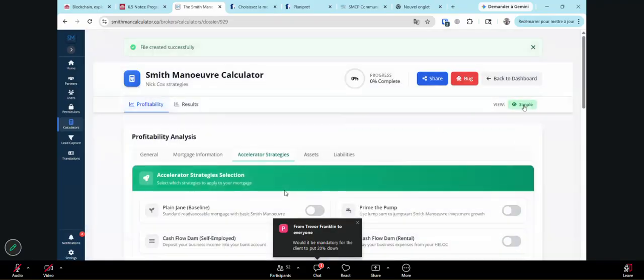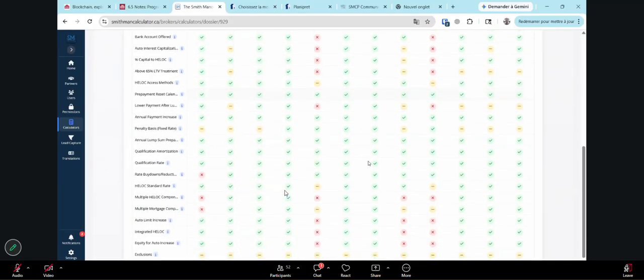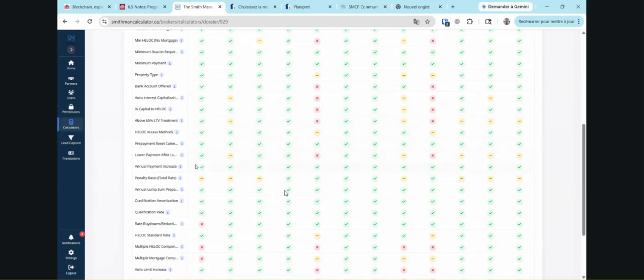In this same portal, and I'm going to finish with this, you can have implementation, show them how to implement. You have different lender guidelines, which is going to be improved. We have a new version being launched on July 1st.